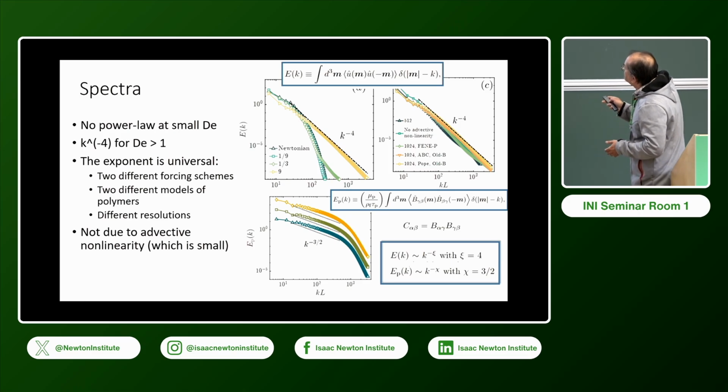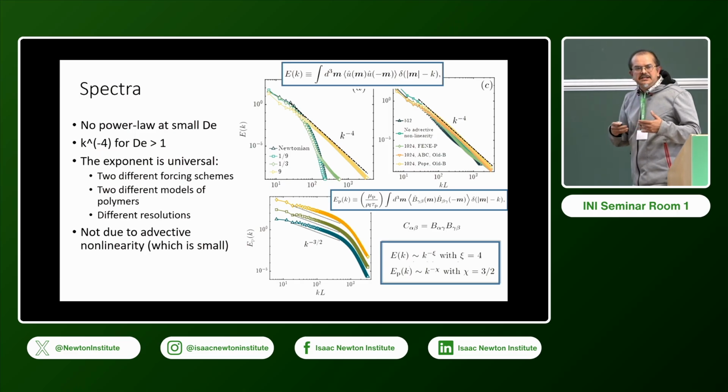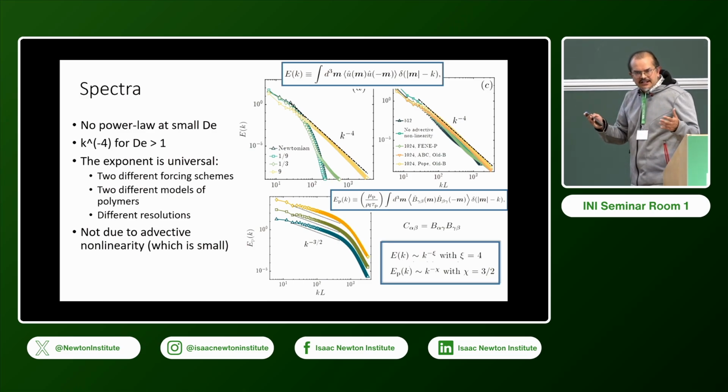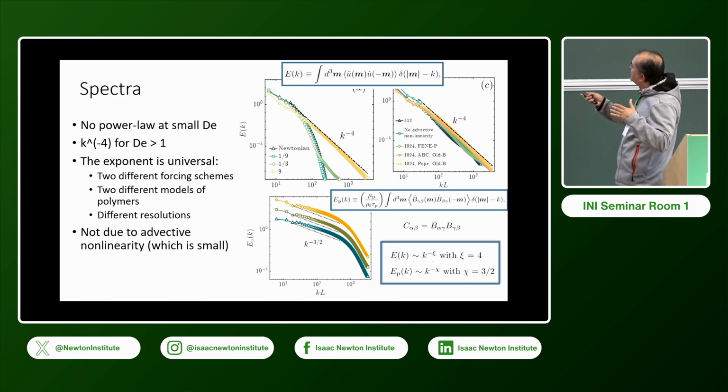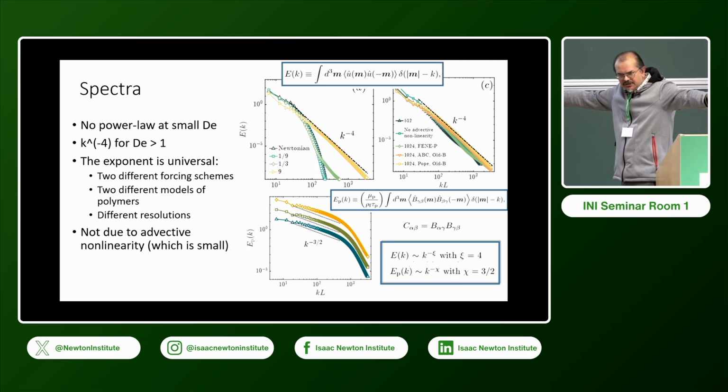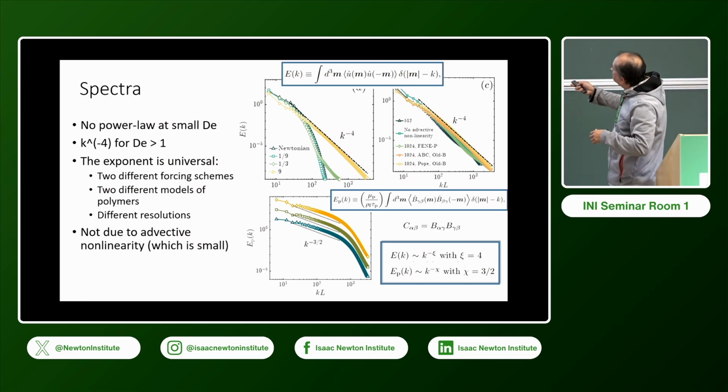And there are various checks we have done. For example, we take the same equation and we remove the advective nonlinearity. We still get k to the minus 4. We have changed the model of the polymers from FENE-P to Oldroyd-B. In one case, the polymer can extend as much as it wants. That's the Oldroyd-B. In the FENE-P, the polymer has a maximum length, and we still get the same thing.